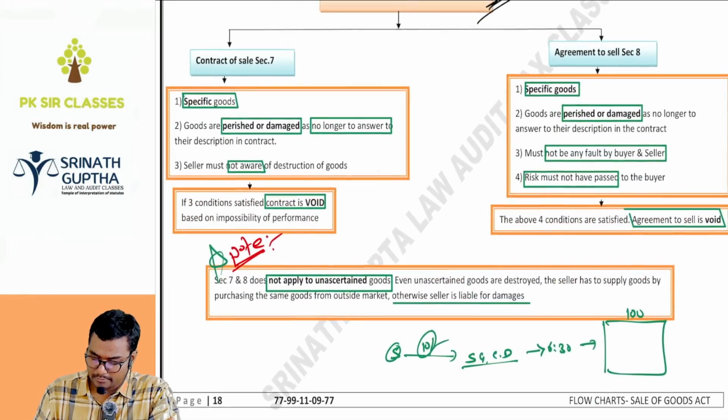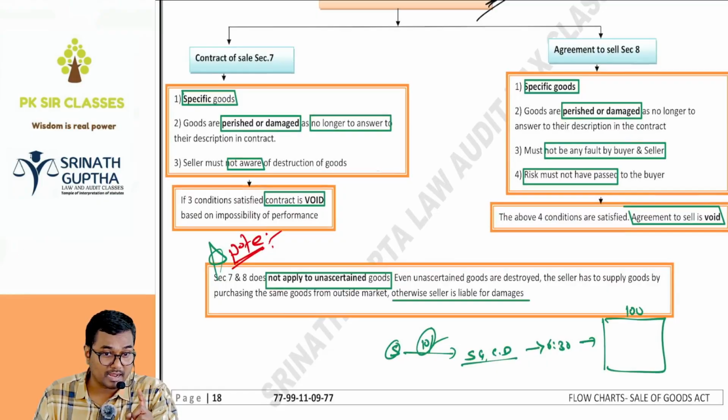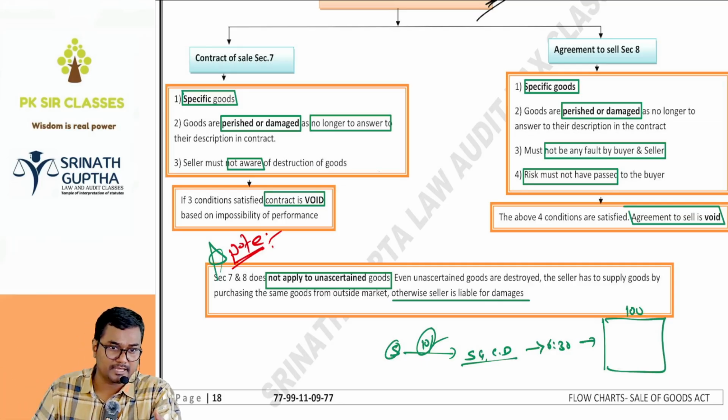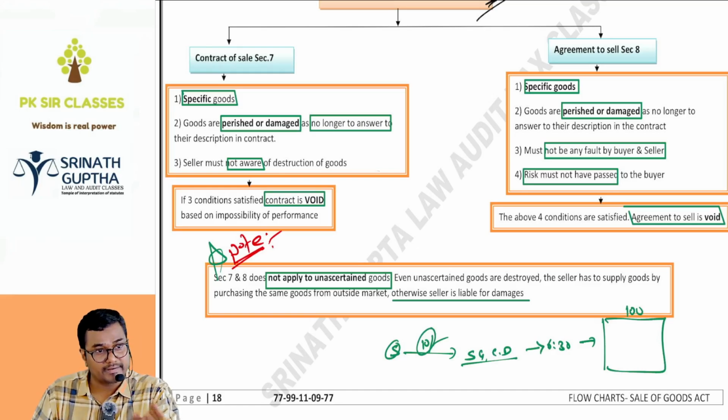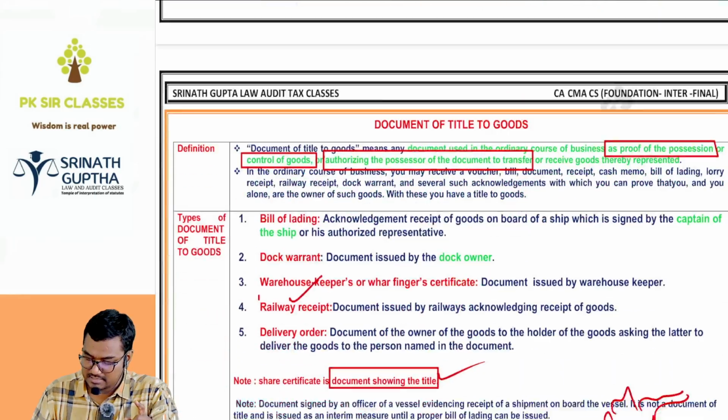Note also important, this will not be applicable to unascertained goods. We discussed the example also, the cement bags example. 100 cement bags are there. I agreed to sell 10 bags. Did I identify these bags? No. The whole 100 bags become stone. Whether the contract is discharged? No. Because sections 7 and 8 will not be applicable to unascertained goods.